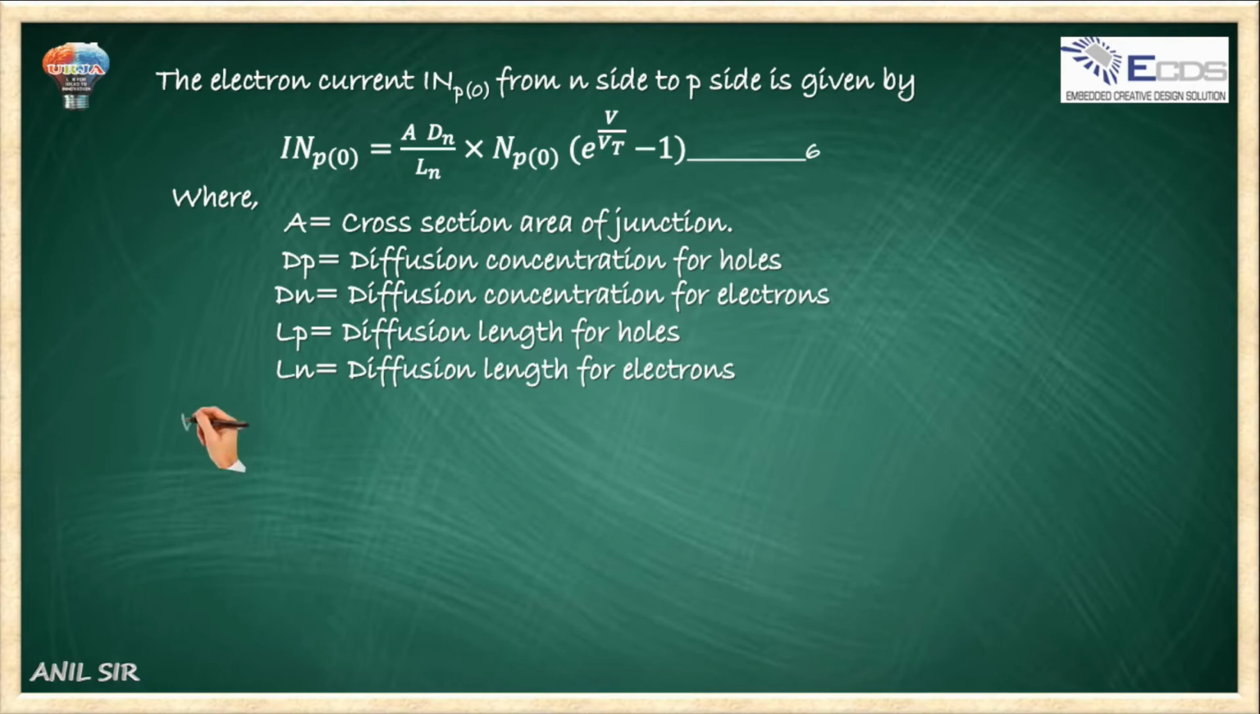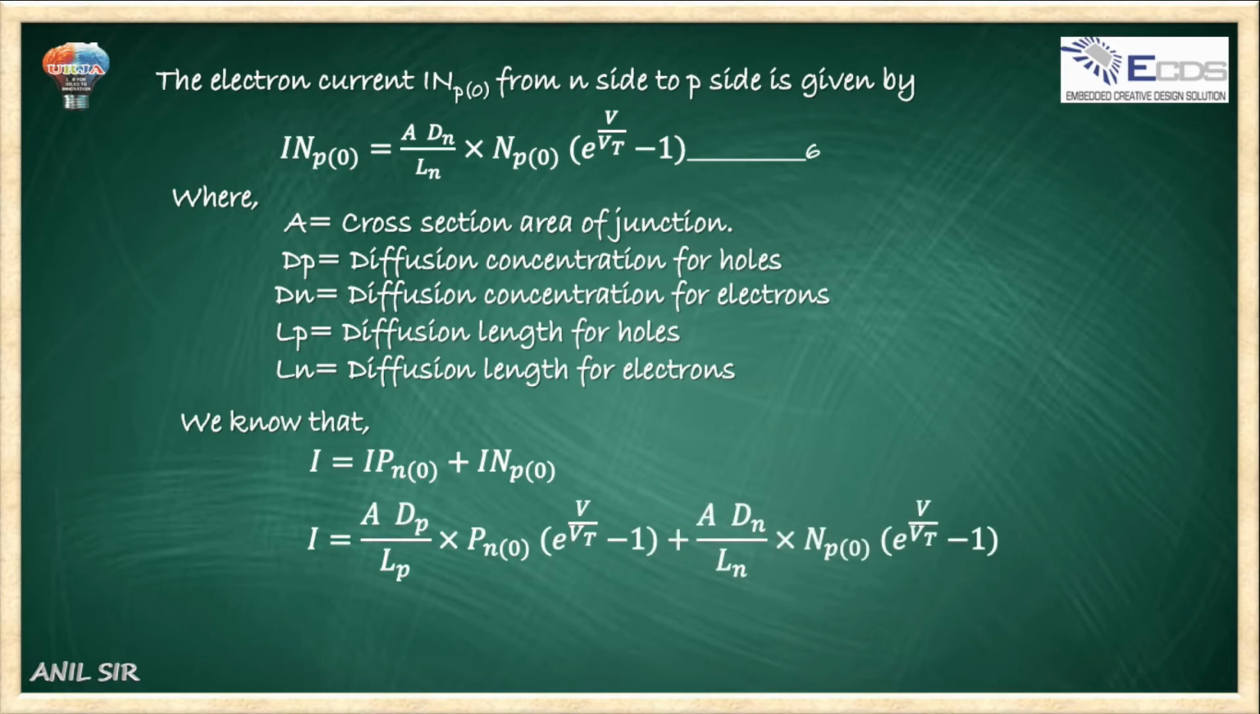So we can consider I equals to hole current plus electron current. Total current is equal to hole current plus electron current. So put this value in this equation. So I equals to A into dP upon LP into Pno e raised to the power V upon Vt minus 1 plus A into dN upon Ln into NPO e raised to the power V upon Vt minus 1. So there is one common factor, that is e raised to the power V upon Vt minus 1. These are the common terms in both the equations. So take this common.